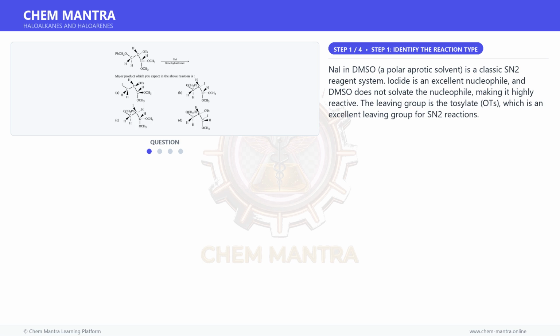NaI in DMSO, a polar aprotic solvent, is a classic SN2 reagent system. Iodide is an excellent nucleophile, and DMSO does not solvate the nucleophile, making it highly reactive. The leaving group is the tosylate, OTs, which is an excellent leaving group for SN2 reactions.